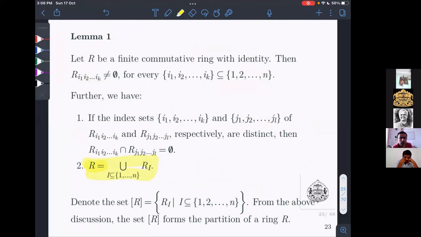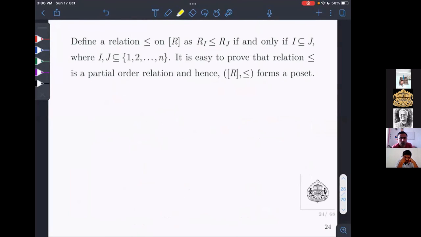And now what I'm doing, these equivalence classes R_i, I'm considering here, the notation is square R, and I will define a relation on square R. How? R_i is a subset of R_j if and only if i is a subset of j. And this will be a poset.